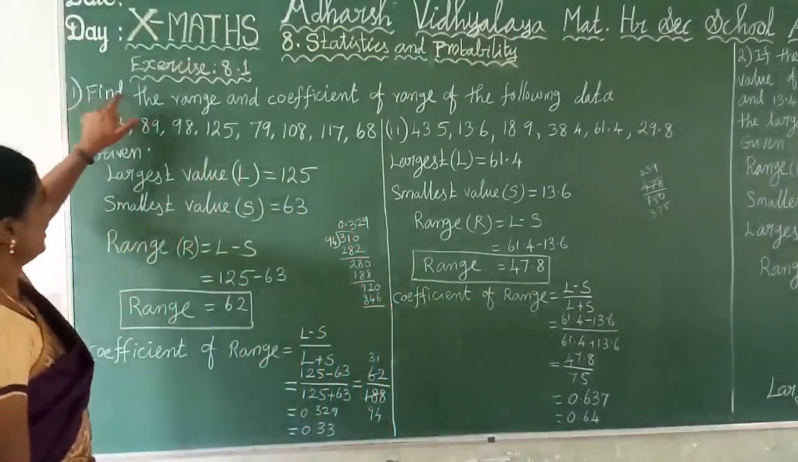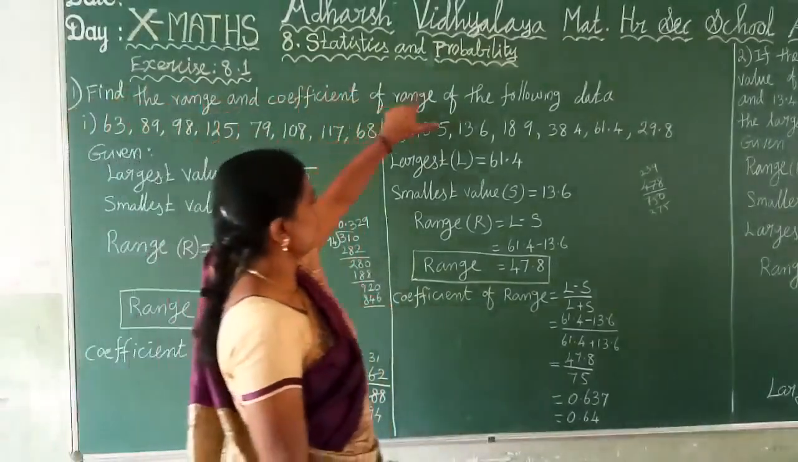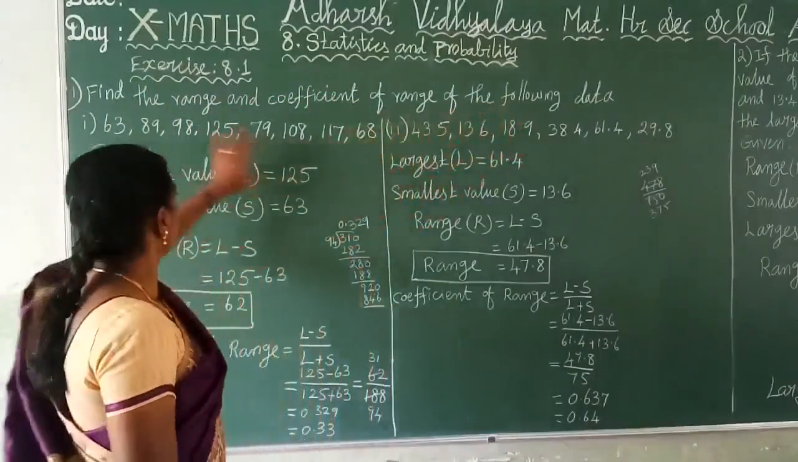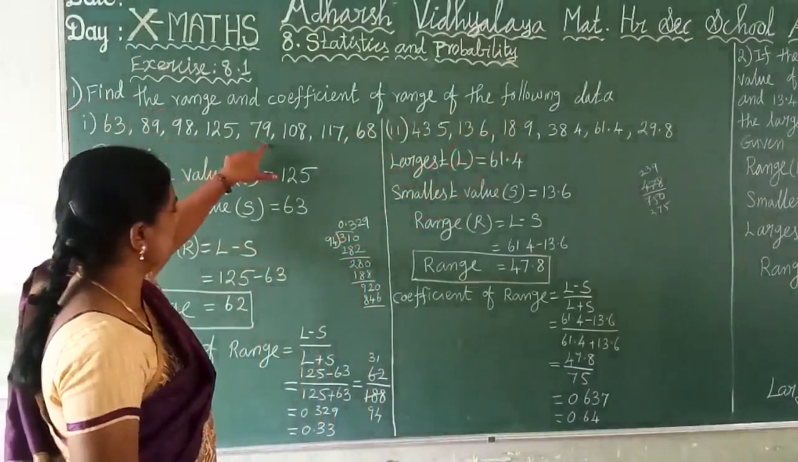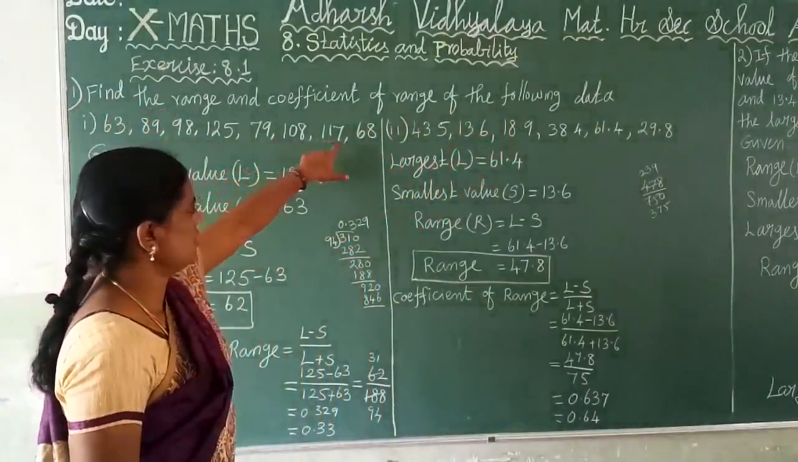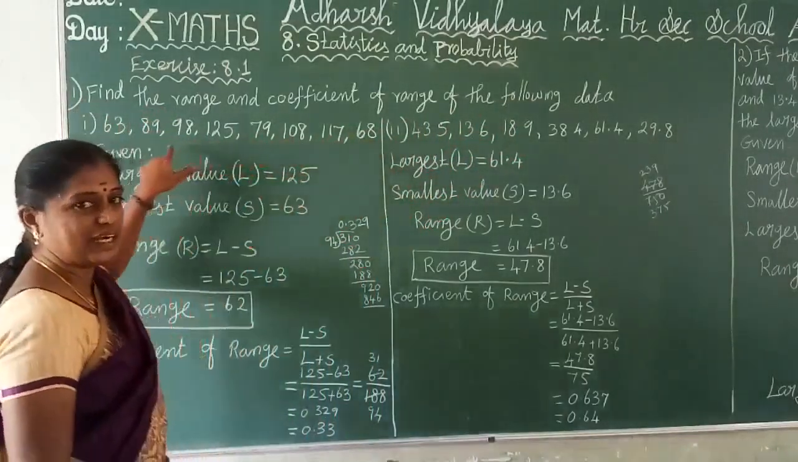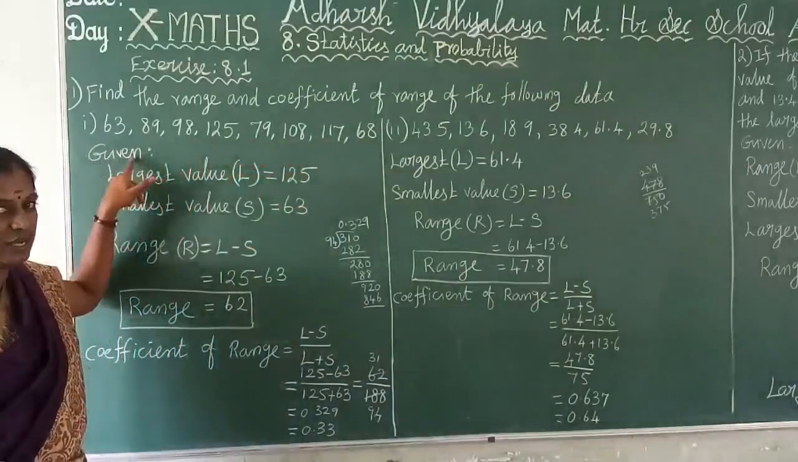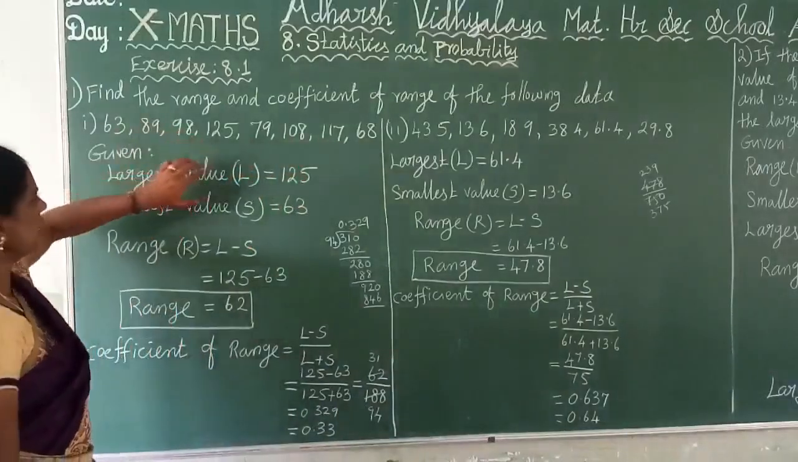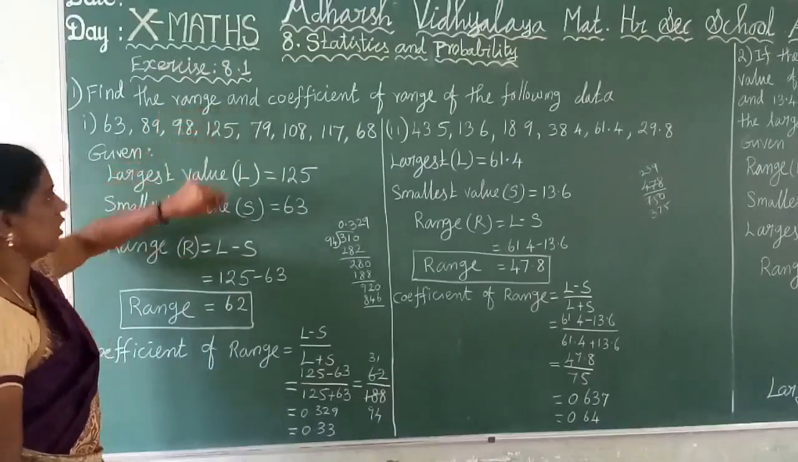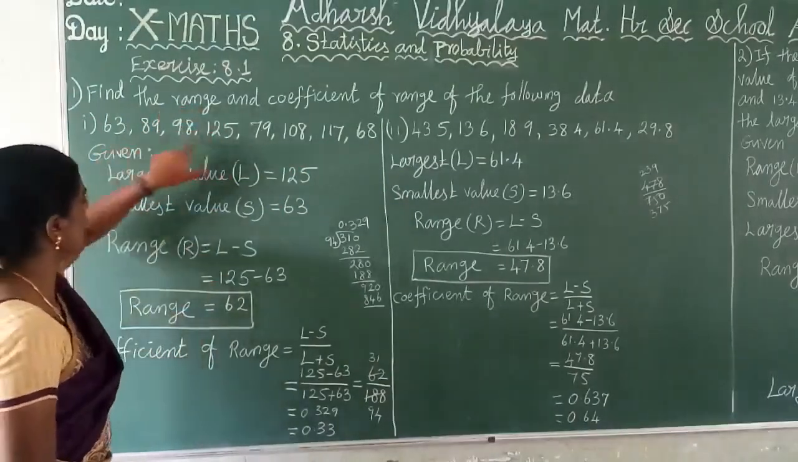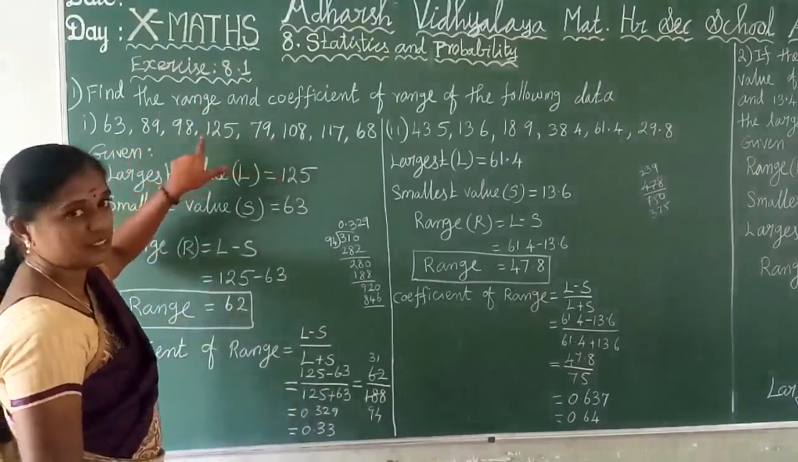First question: find the range and the coefficient of range of the following data. 63, 89, 98, 125, 79, 108, 117, 16. These are the data. Data means numerical values. Clear? So these are the data. How to find range? What is the formula? Largest value minus smallest value. So before that, you select the largest value.